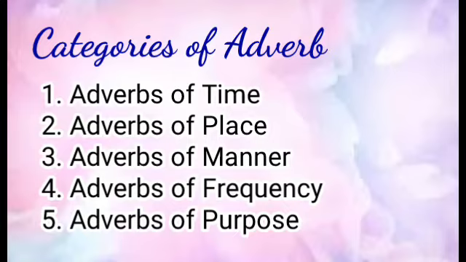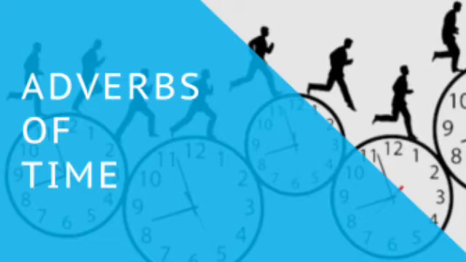So let us now proceed to the categories of adverb. These are the adverbs of time, adverbs of place, adverbs of manner, adverbs of frequency, and the adverbs of purpose. Let's discuss these one by one in order to get a full understanding of each category. So the first category is the adverbs of time.